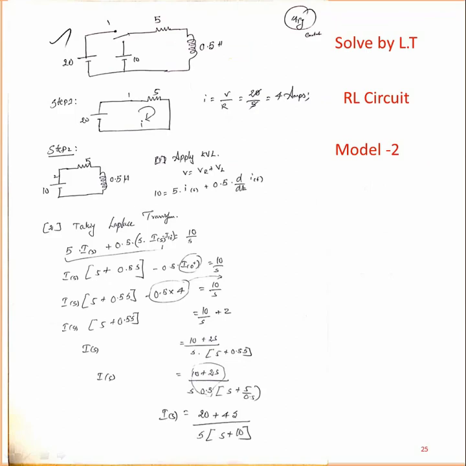Now I am taking model 2. What is model 2? Two switches are there, switch A and switch B. If two switches are present, I need to solve step 0. What is step 0? Step 0 means switch A is closed. Then I want to find out what is here.